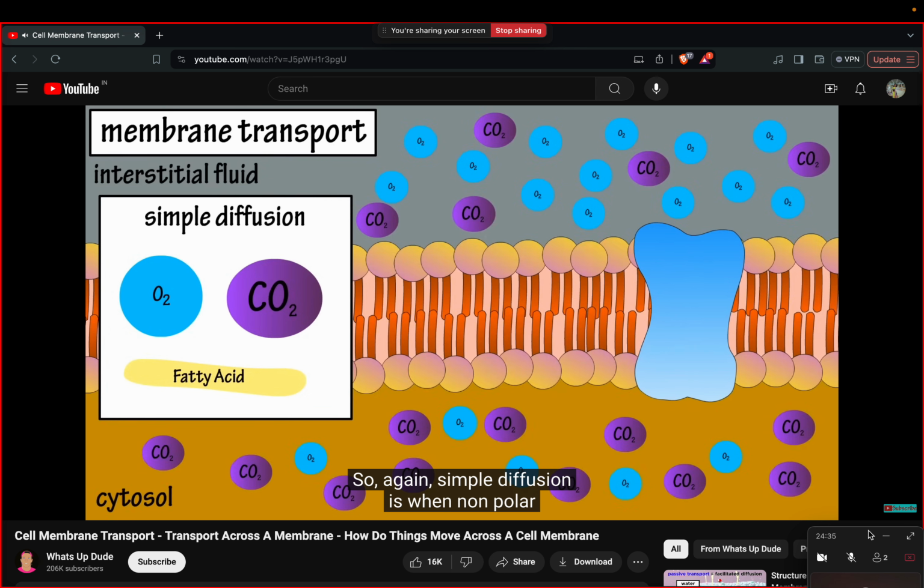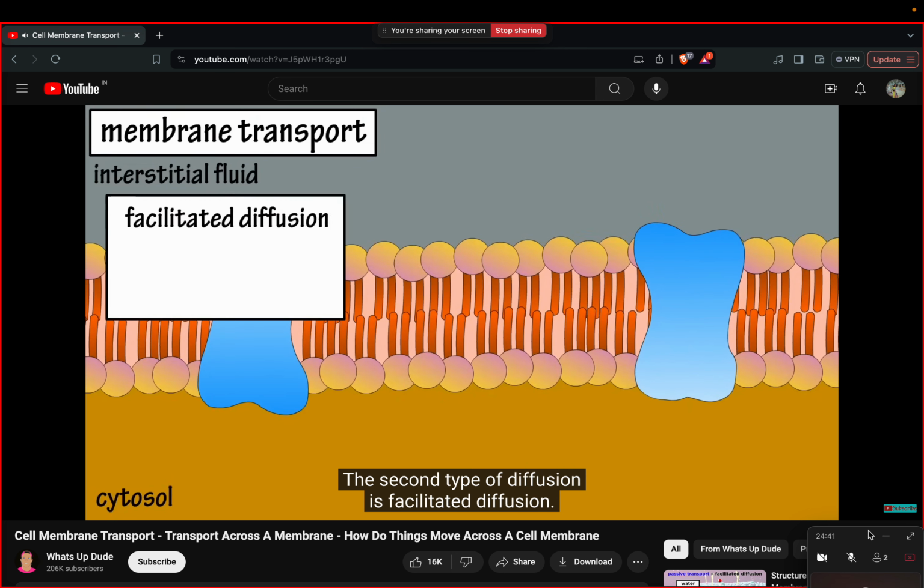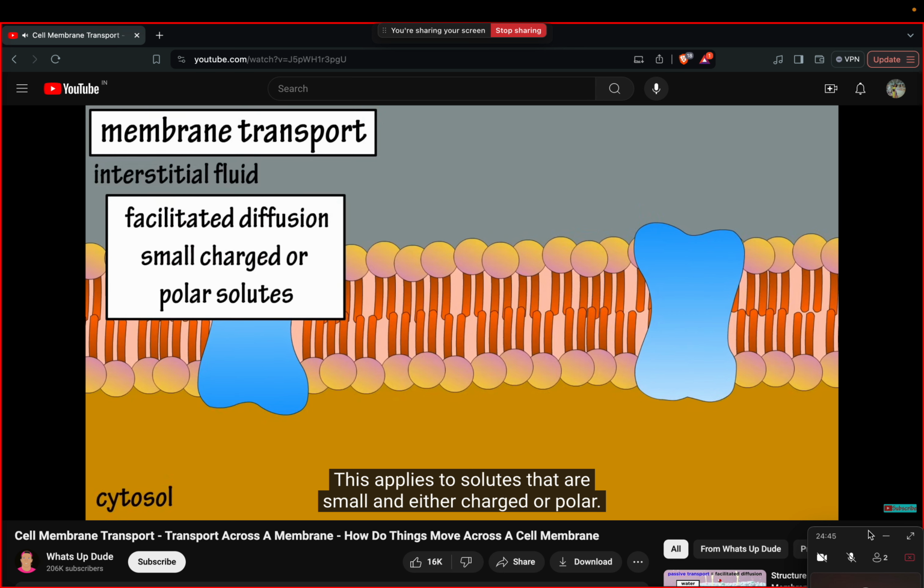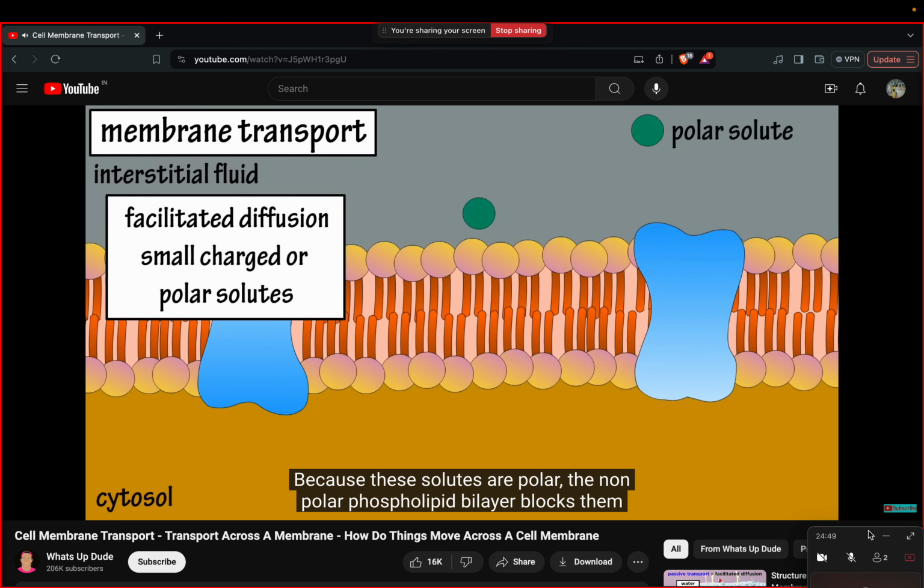So again, simple diffusion is when nonpolar molecules pass directly through a membrane. The second type of diffusion is facilitated diffusion. This applies to solutes that are small and either charged or polar. Because these solutes are polar, the nonpolar phospholipid bilayer blocks them from passing through the membrane and into or out of the cell by simple diffusion.